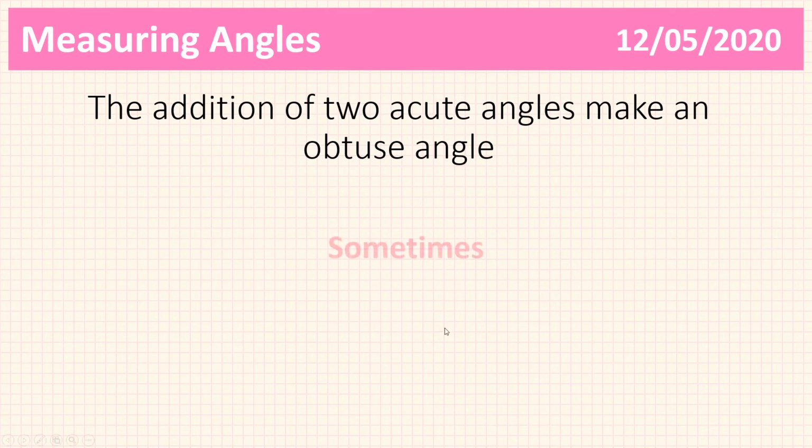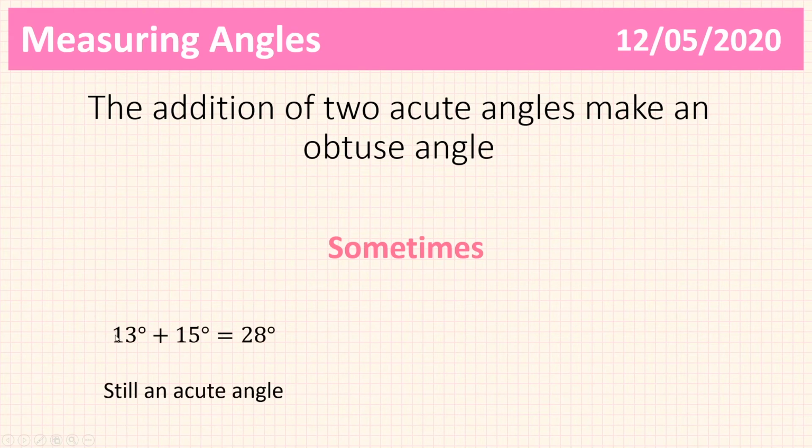Now, if you said sometimes true, you would be correct. And the reason is this. If you have a look here, I've got 13 degrees and 15 degrees. Both of these are acute angles. If I add them together, I get 28 degrees, which is still an acute angle. However, if I have 80 degrees and 15 degrees, well, 80 degrees is acute and 15 degrees is acute. But if I add them together, I get 95 degrees, which is an obtuse angle. So this statement is sometimes true. It depends on the size of the two acute angles you are adding together.